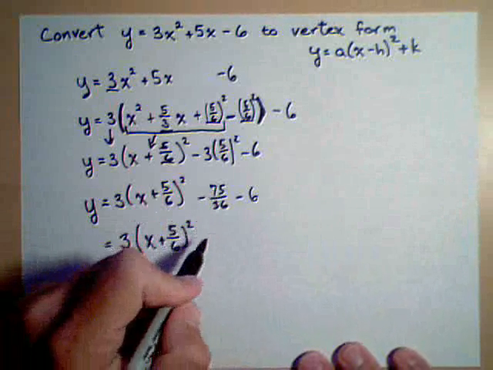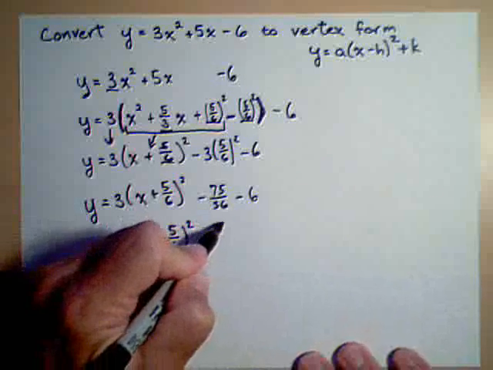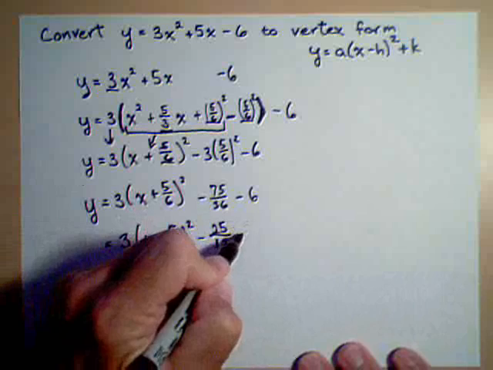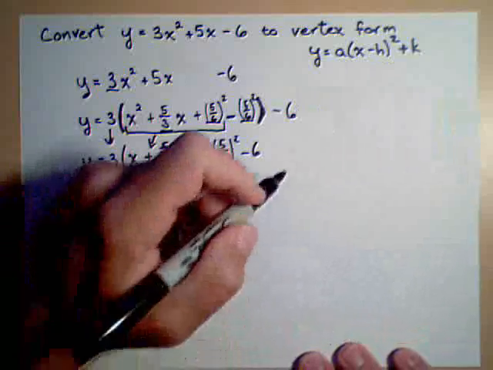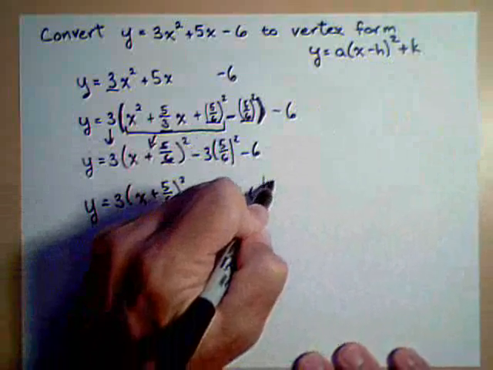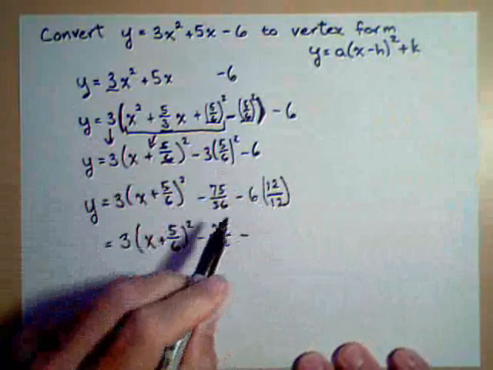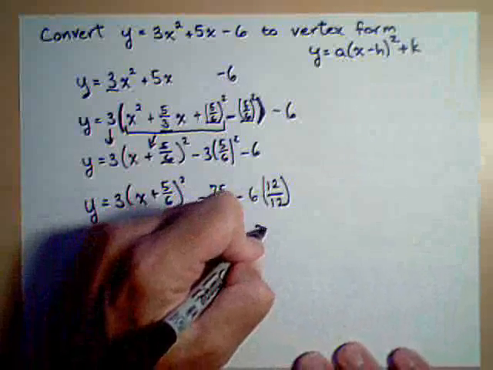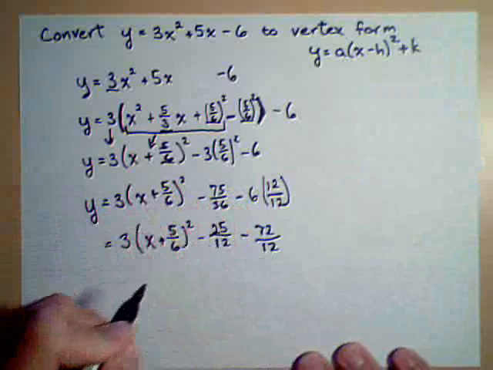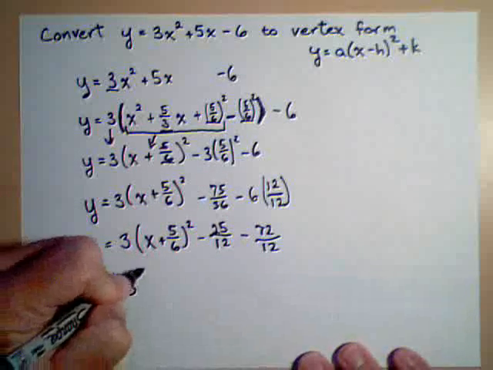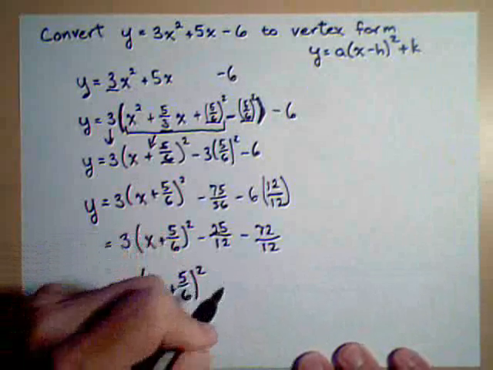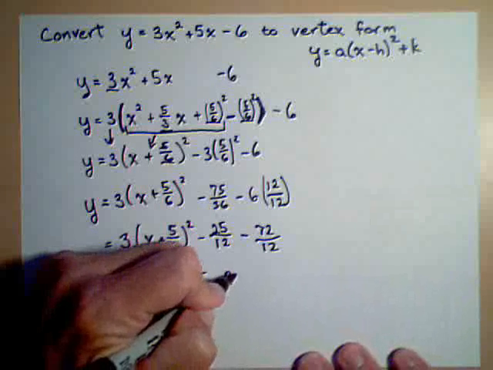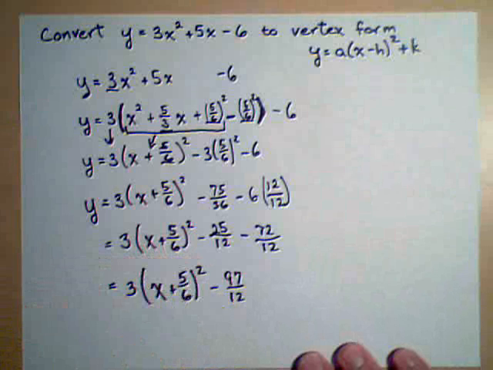These have a common factor of 3, so this will reduce down to 25 over 12. And let's make this a fraction. We're going to need common denominators. So we've got to give 6 a denominator of 12. Recall how we do that. We multiply this by 12 over 12. So that's going to give us 72 over 12. Both of these, in fact, are negative. So 3 times x plus 5/6, the quantity squared, minus 97 over 12. And we have now converted to standard or vertex form.